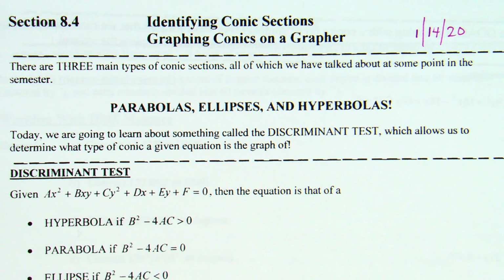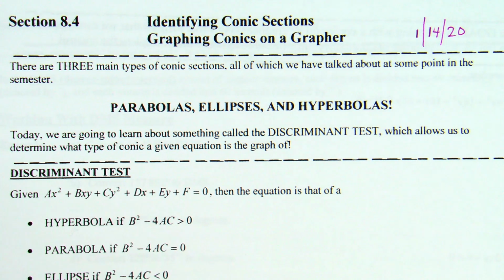So we are going to look at something called the discriminant test today. If you are given an equation in this form, like what we had here on 50, where it is all jumbled up, this discriminant test is a way, and there's a couple different ways we can do this, to be able to tell: is it a hyperbola, is it a parabola, or is it an ellipse?